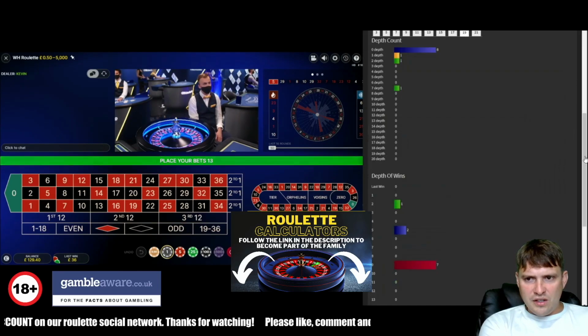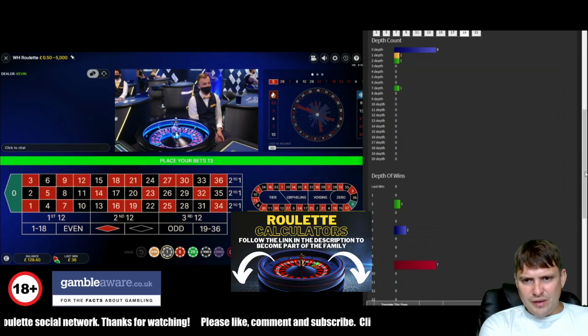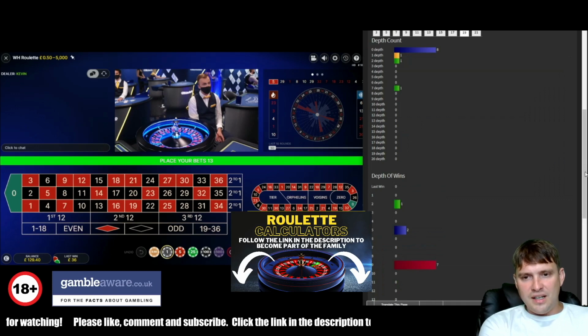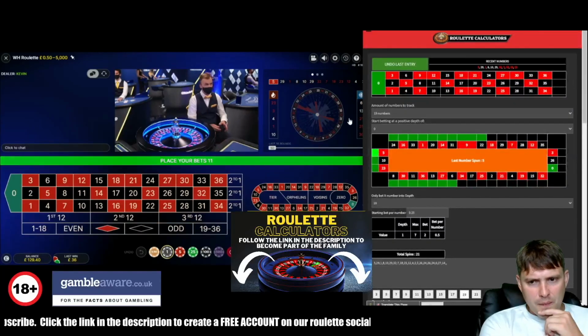So I'm not sure what he's going to do now. It's currently on a depth of 1. Now, it's only gone to a depth of 2 and a depth of 1. Obviously, that big block before was a depth of 7. So let's keep an eye on it and see.